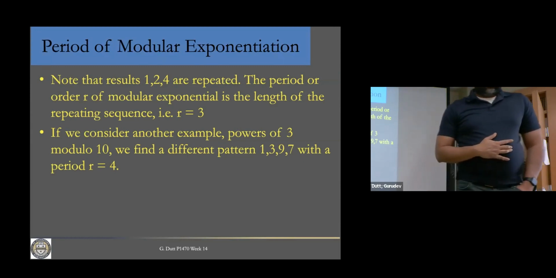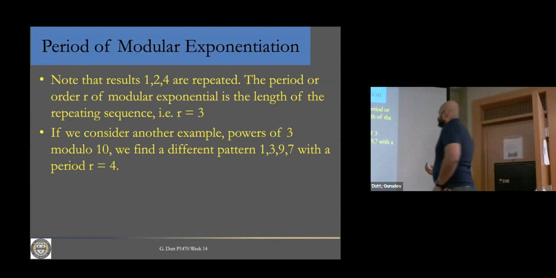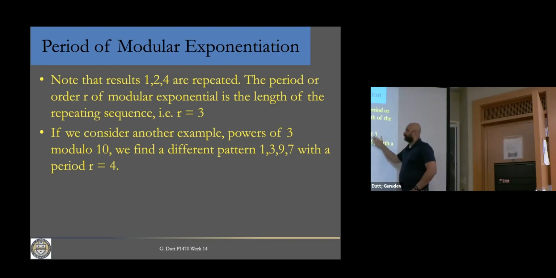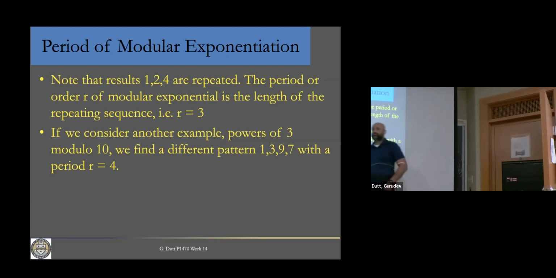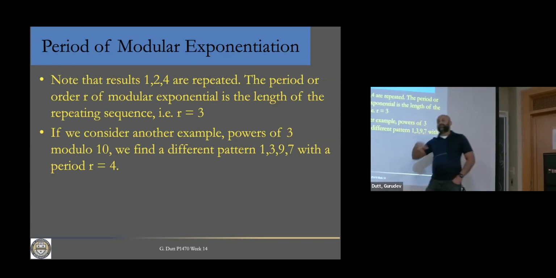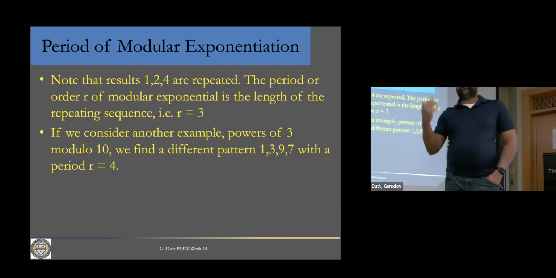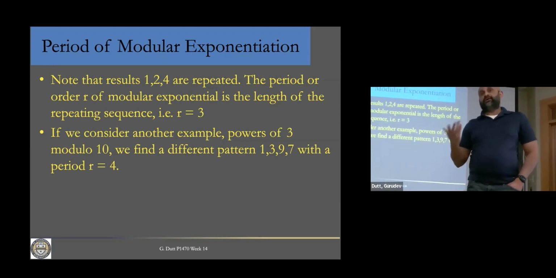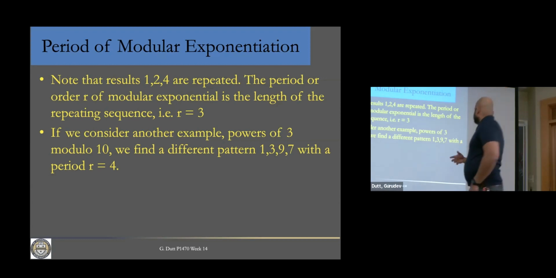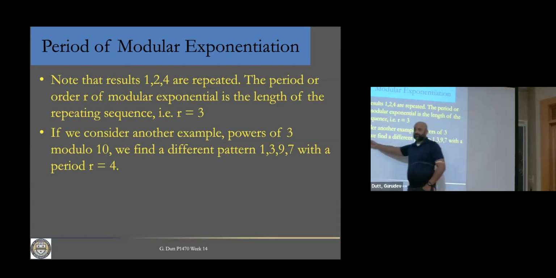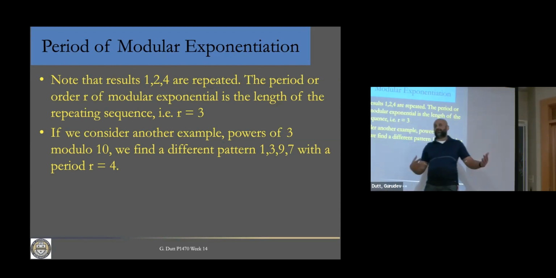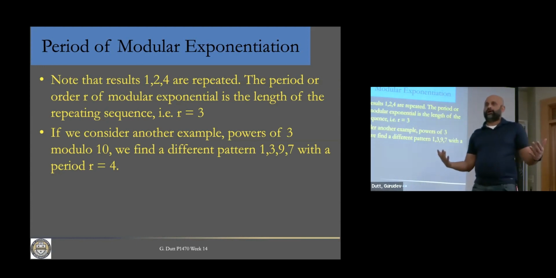If I take some other example, let's say powers of 3 modulo 10, we find a different pattern. In this case, you'd find 1, 3, 9, 7. So now my period is 4, so r equals 4. Remember, I'm taking powers. I'm not just taking every number on the number line. Of course, if I took every number on the number line, I could get anything from 0 up to 9 in this case. Any number divided by 10 will leave remainders from 0 up to 9.